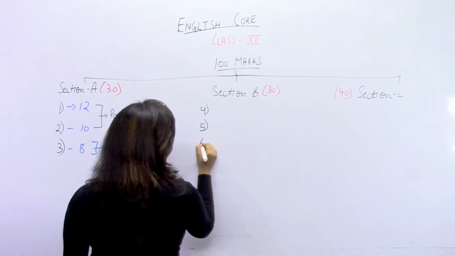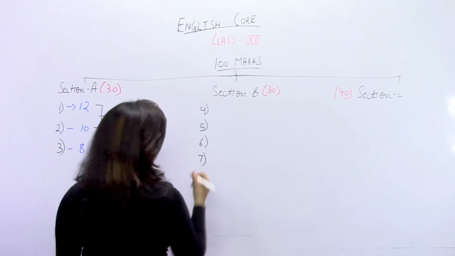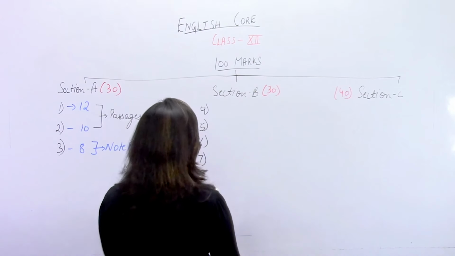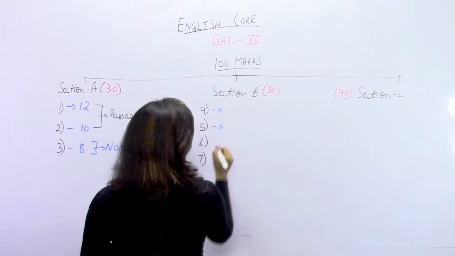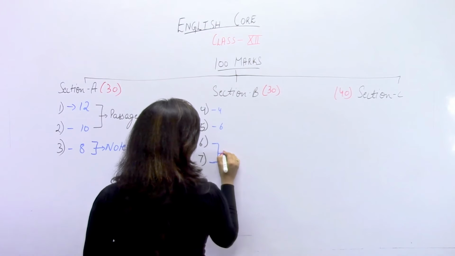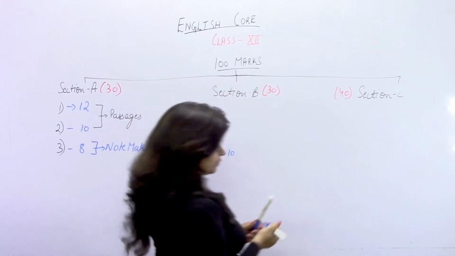For section B, you will be getting question 4, question 5, question 6 and question 7, where the fourth question will be of 4 marks, the fifth question will be of 6 marks, and the last 2 questions will be of 10 marks each.